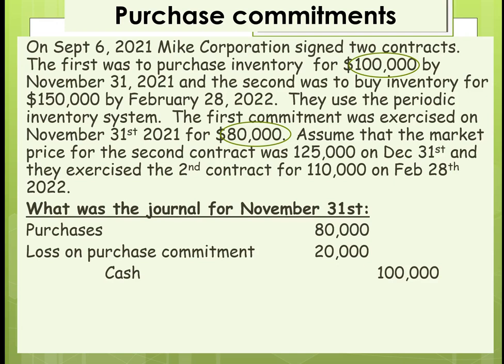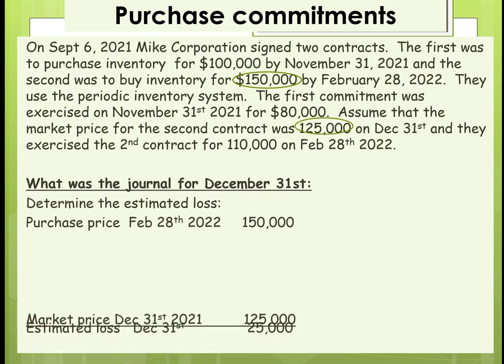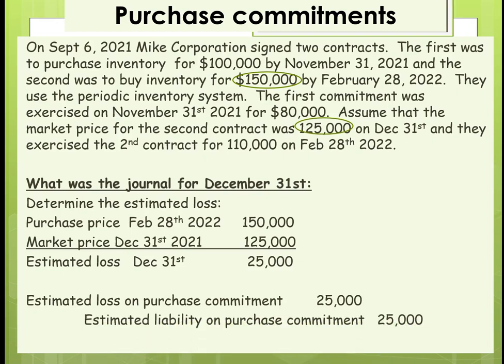Now, what happens at the end of the year, when we still have one more purchase commitment, but the value has dropped? On December 31st, what we're going to have to do is first determine our estimated loss, which is $25,000. So we're going to have to journalize estimated loss on purchase commitment and set up a liability.